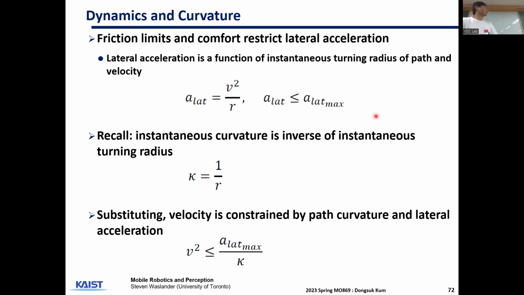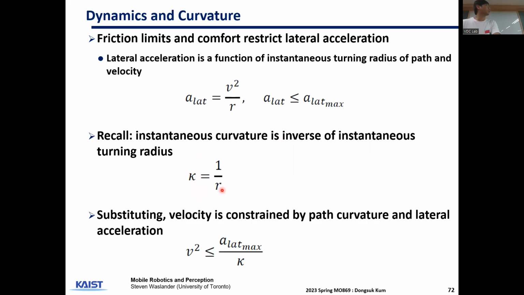So friction limits and comfort restrict the lateral acceleration. Lateral acceleration is a function of the instantaneous turning radius of the path and velocity. So you can express the lateral acceleration in terms of the radius of the path and the velocity. Ideally, you would want it to be below some max value. The radius of the path is related to the instantaneous curvature, or basically is the inverse of the curvature.